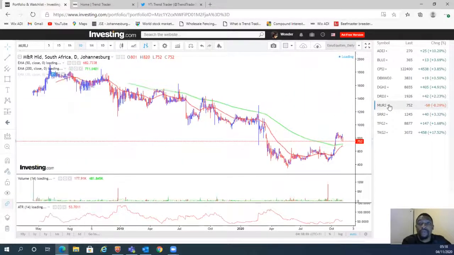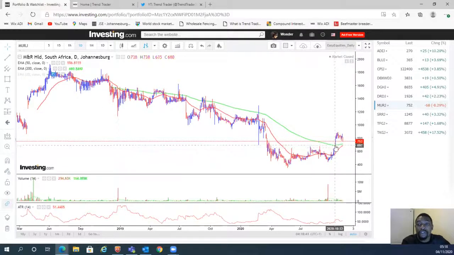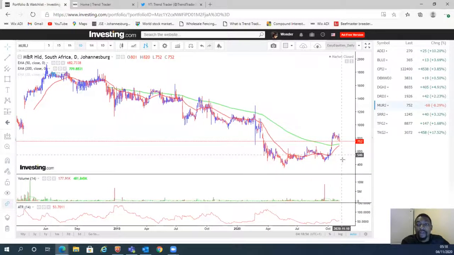And then we take a look at Murray and Roberts. We also mentioned in the past two weeks that it seems like there is a stock rotation. The construction sector is finding a bit of strength. So Murray and Roberts did break above the 200-day moving average. Then it consolidated a bit. And now we see if it will retest the 200-day moving average, find support there and continue to trade higher.